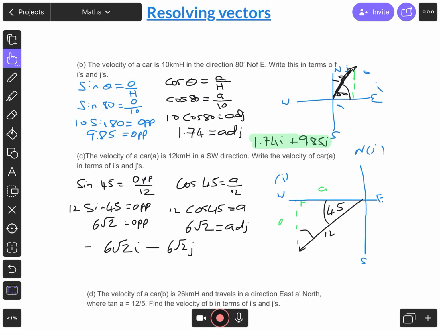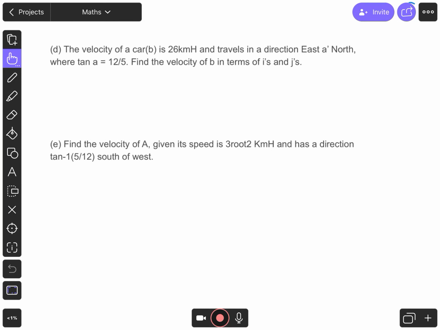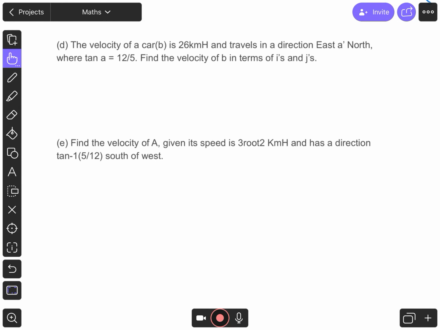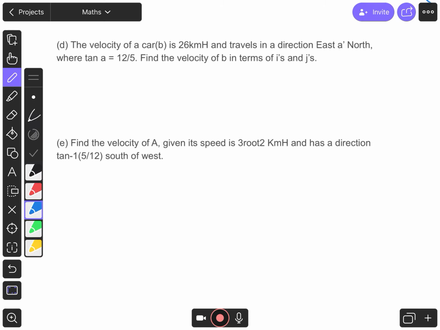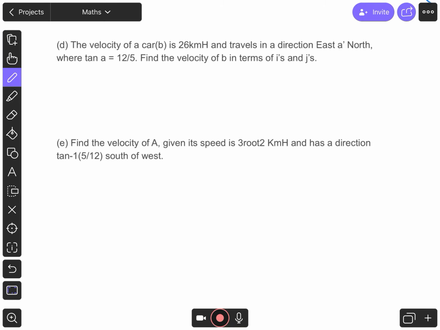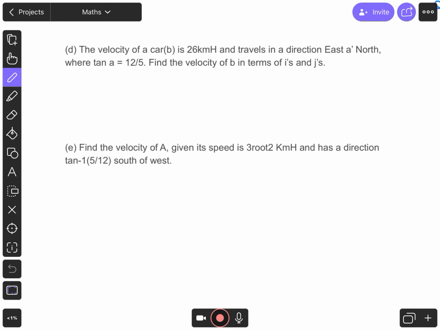Okay, let's take a look then at the next two parts. There's only two little parts left and that's it done. So same idea for this one. We have the velocity of car B this time is 26 kilometers per hour, travels in the east. A is the angle there, and the little dash is just a symbol for degrees that I'm using. And we have tan A is equal to 12 over 5. Find the velocity of B in terms of i and j. So same idea as before.